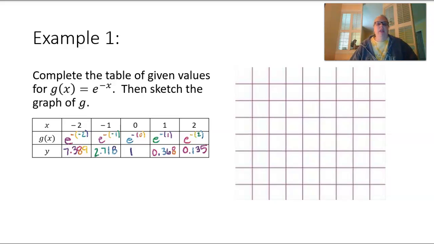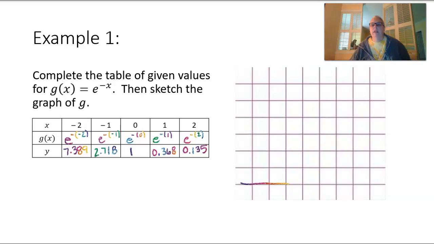Okay, so here I now have my chart filled in. We took e, which was my function, and raised it to the opposite of negative 2, which gave me 7.389. And then e we raised to the opposite of negative 1, which gave me 2.718. And so on down here. Now all I need to do is graph these things.